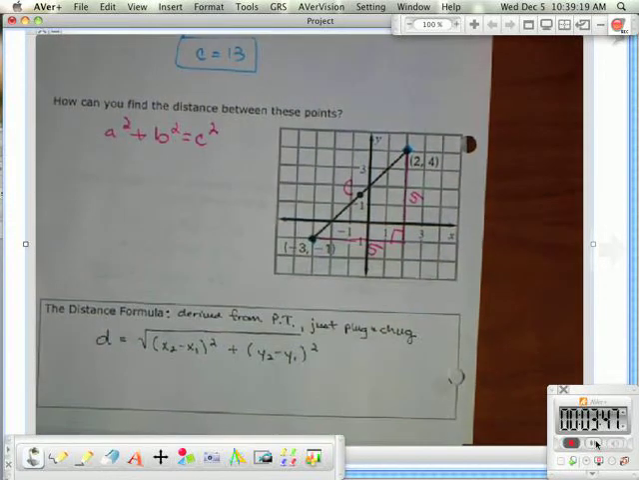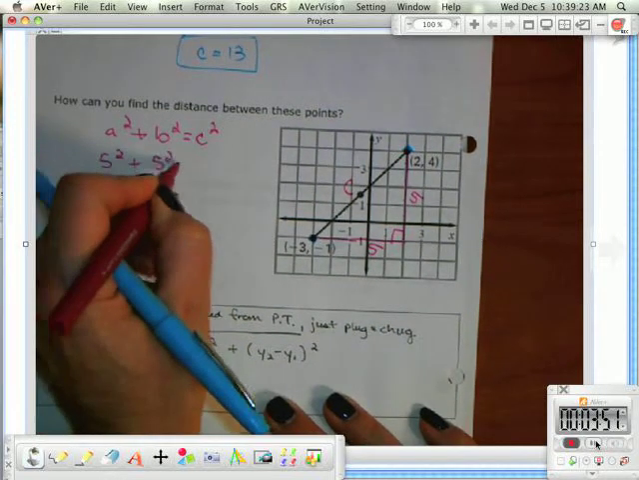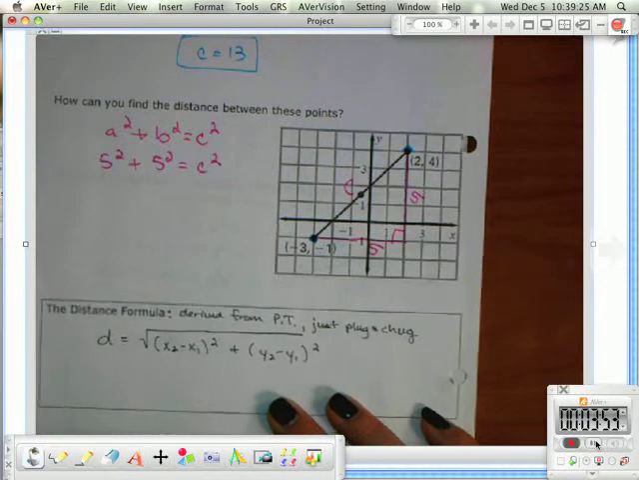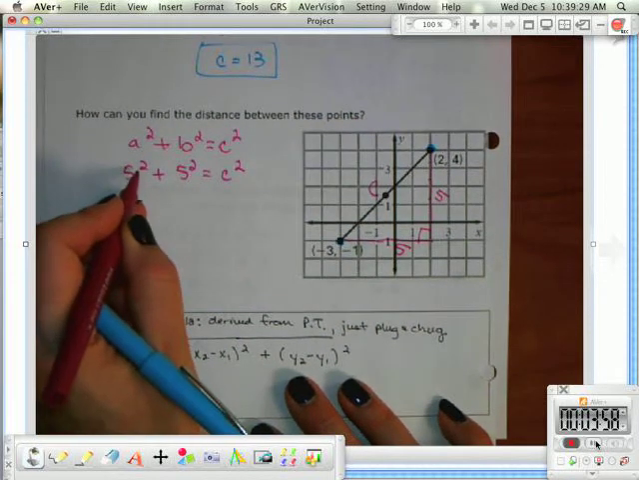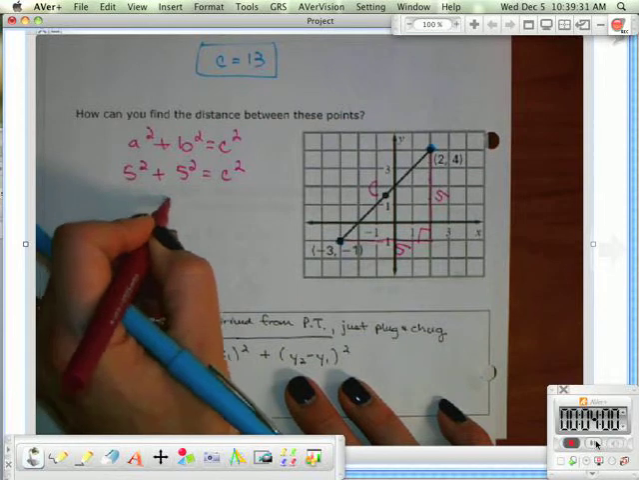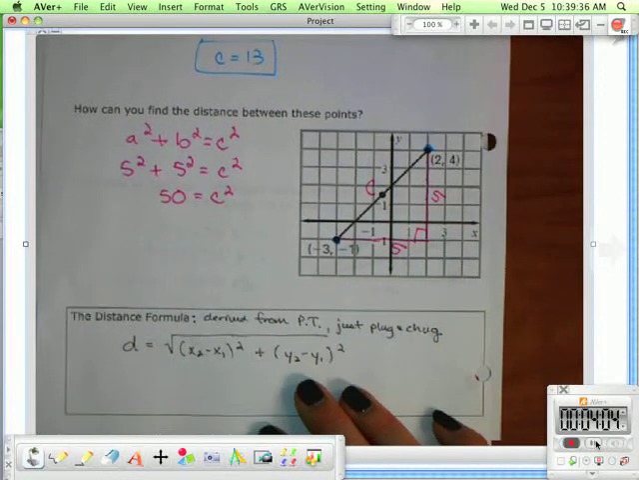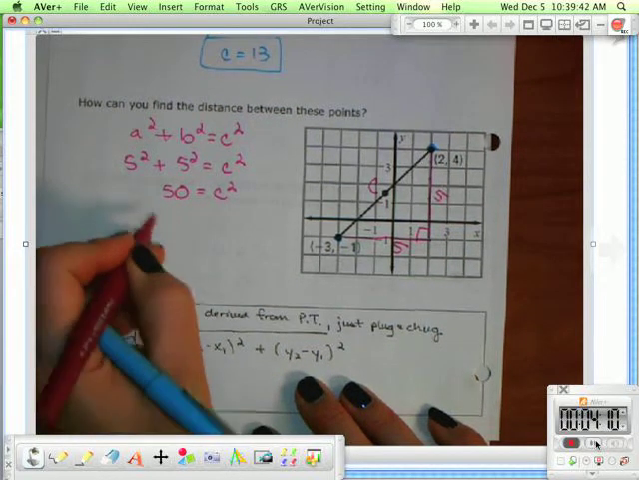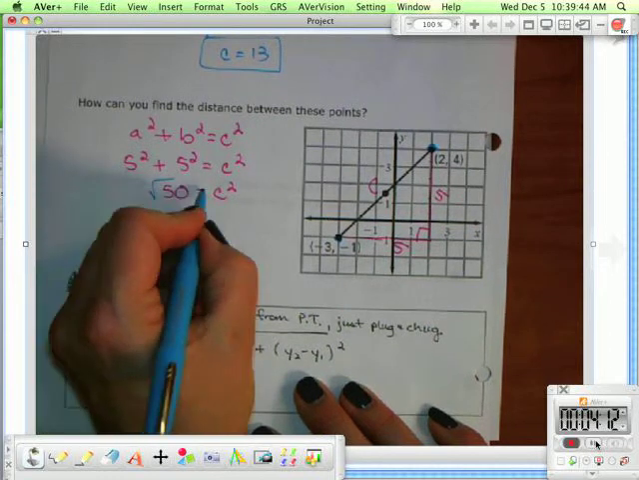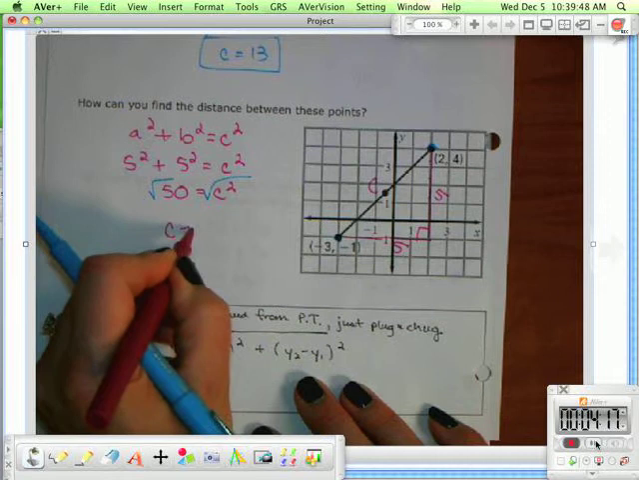So just plug it in. 5 squared plus 5 squared is 50. That's going to be a weird number. It is going to be a decimal, which means it's not a Pythagorean triple. So when I take the square root of both sides, because I need C, I don't need C squared, C is approximately 7.07.